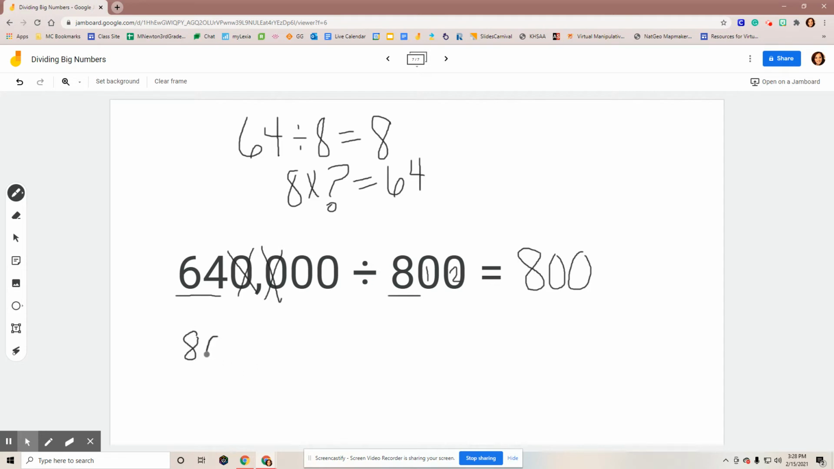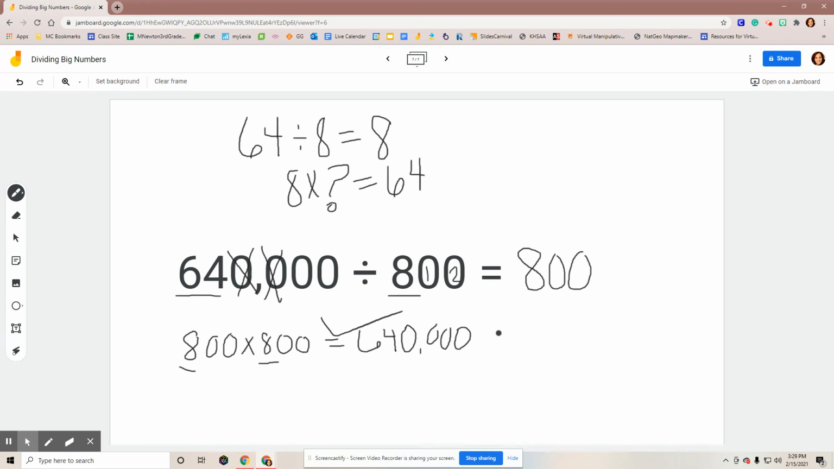Let's see if that checks out. Let's change that into a multiplication problem. 800 times 800 equals 640,000. Underline your 8. 8 times 8 is 64. Hi, Ezra. 1, 2, 3, 4, and that gives me 4 zeros. So 1, 2, 3, and 4. So it all does check out. So I know 640,000 divided by 800 is 800.